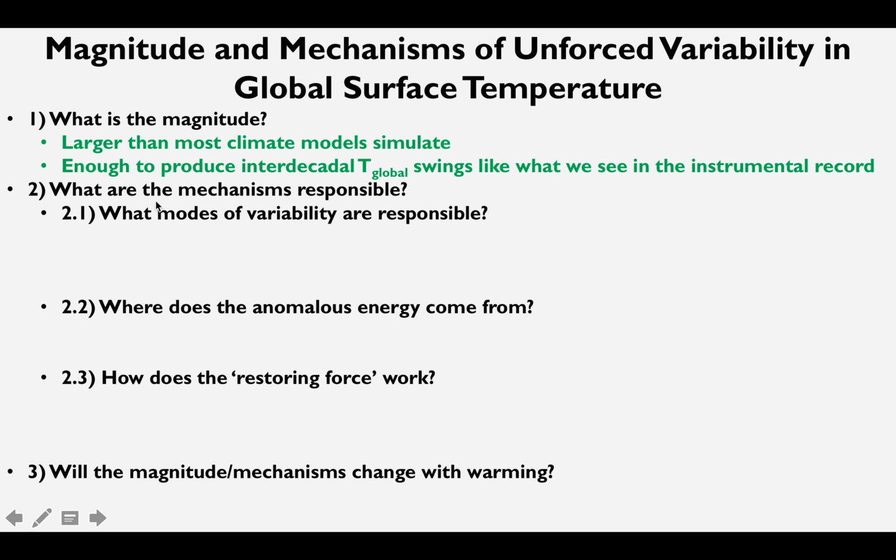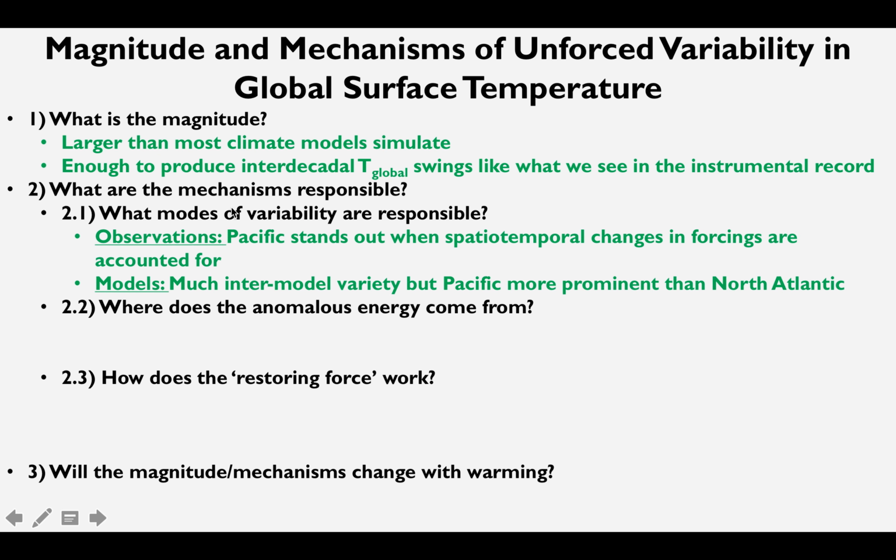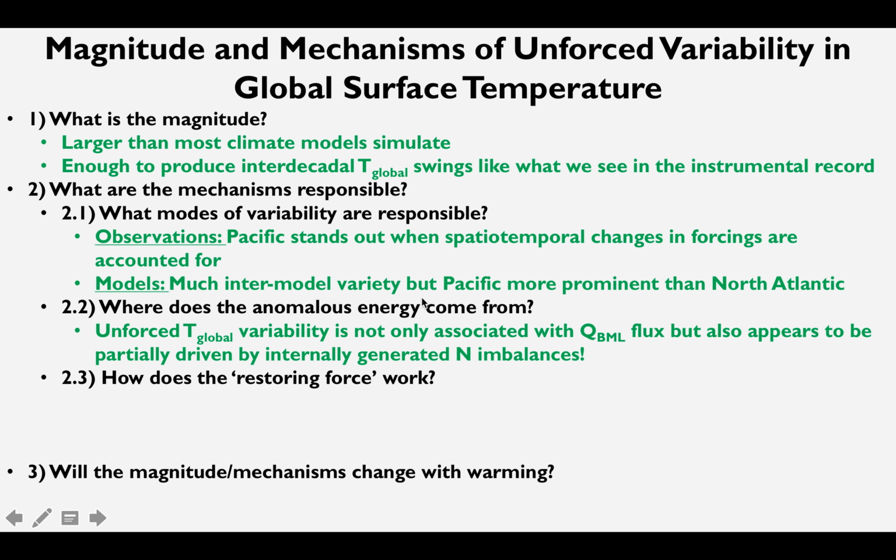So what are the mechanisms responsible? We looked at modes of variability. In both observations and in models, it appears that the balance of evidence tends to highlight the Pacific, and in particular the tropical Pacific, as the primary driver of global temperature variability over the North Atlantic, where you only get the North Atlantic in observations when you don't account for the spatiotemporal changes in forcings over the instrumental record.